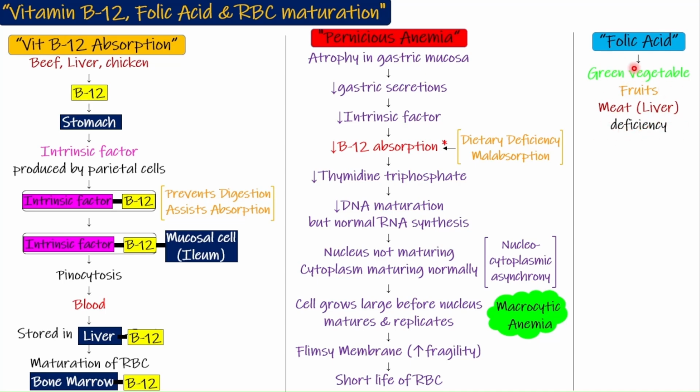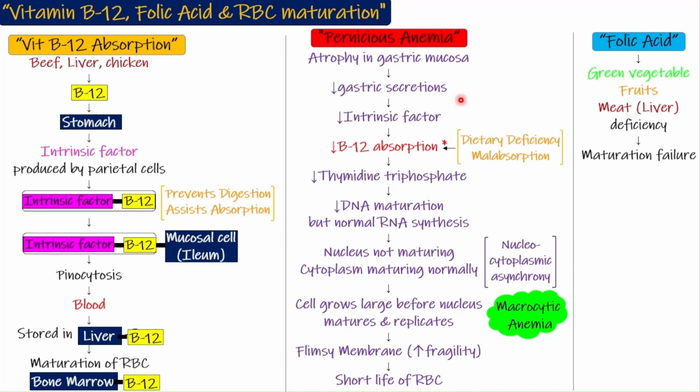So if the person is not eating folic acid, or there's a deficiency of folic acid due to any reason, then it will lead to the same maturation failure as in the case of vitamin B12 deficiency. That's why vitamin B12 and folic acid are always studied combined, because they both lead to maturation failures.